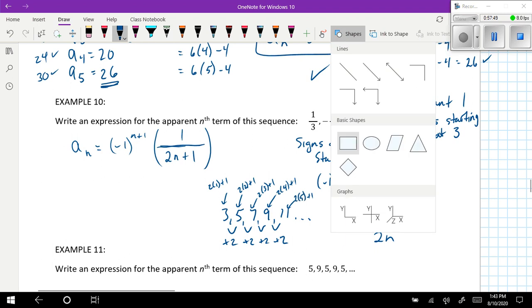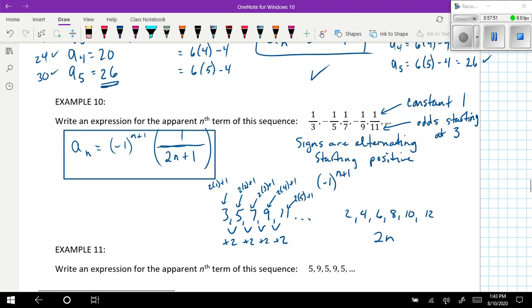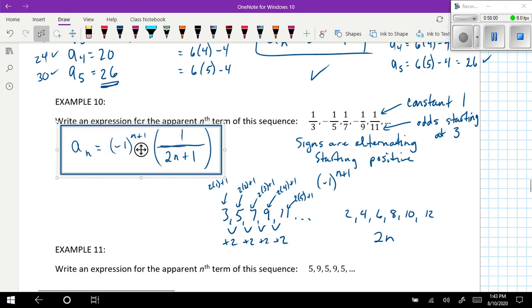Here's my shape. And let's box this answer. I don't like that box, so we're going to move it up slightly. And that's good enough. Okay?